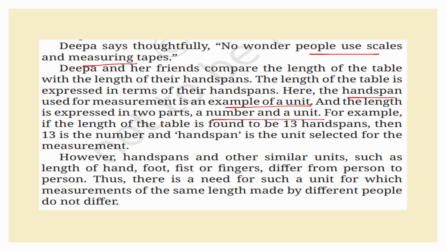For example, if the length of the table is found to be 13 handspans, then 13 is the number and handspan is the unit selected for measurement. So, 13 handspans means 13 is the number and handspan is the unit for the measurement.